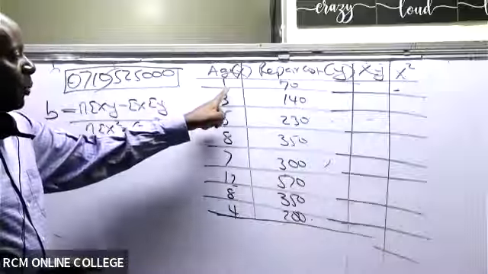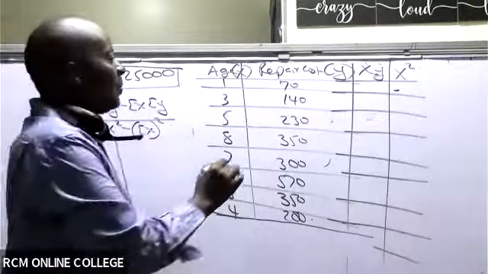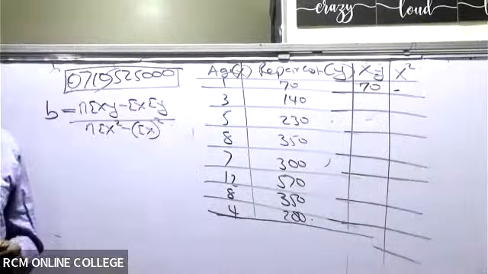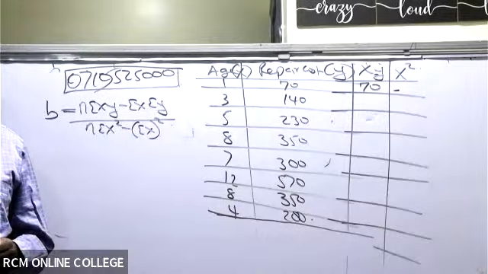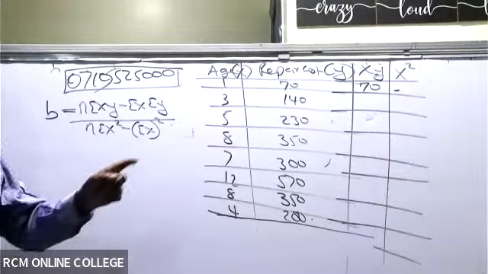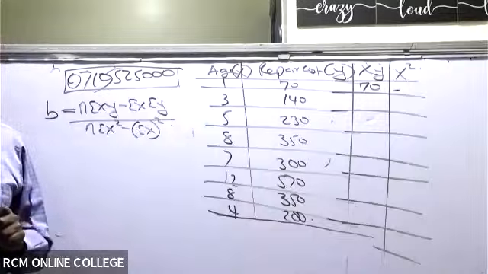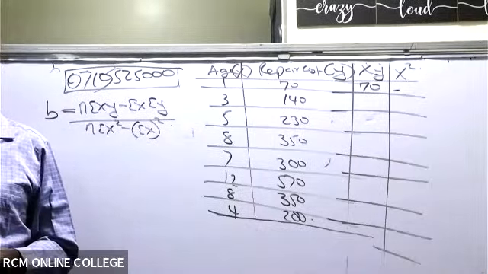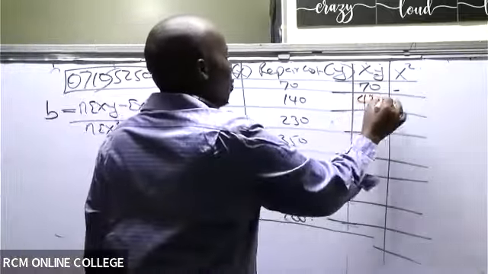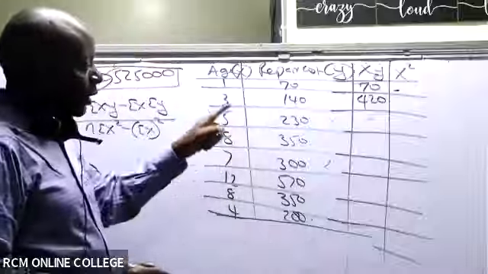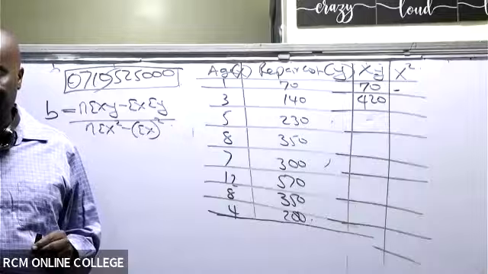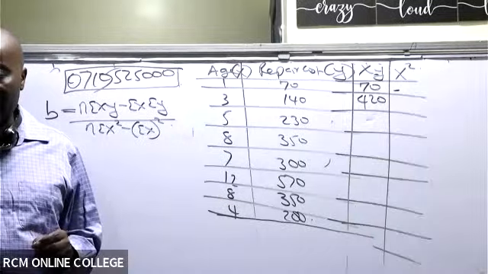So xy means you're multiplying. 1 times 70 gives me 70. How about 3 times 140? Can somebody give me 3 times 140? You guys must give me these values. So that gives me what figure? Chitechi Laura, 420. Thank you so much. 420. And then we have here 5 times 230.